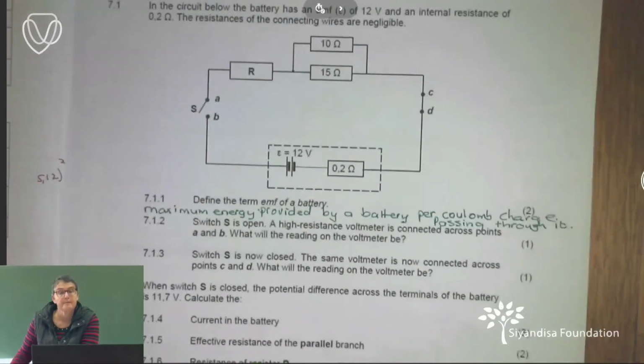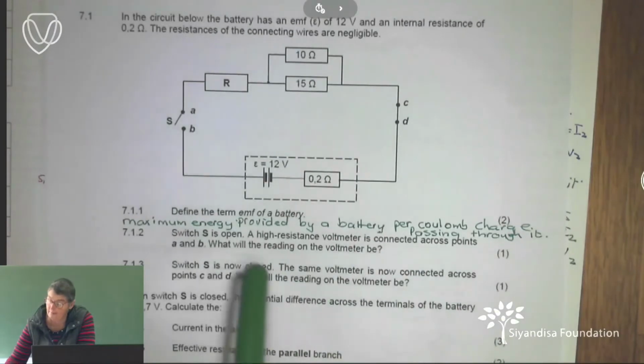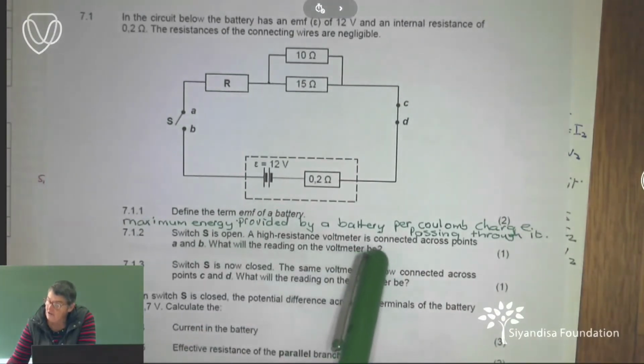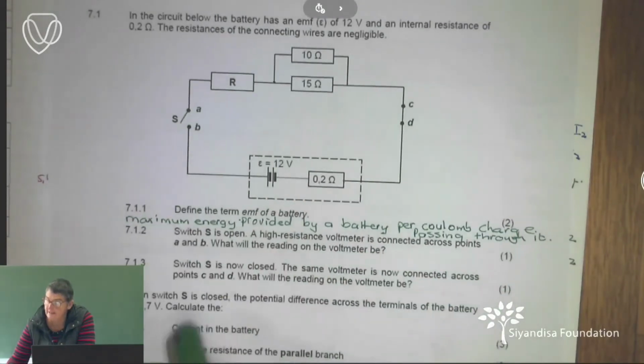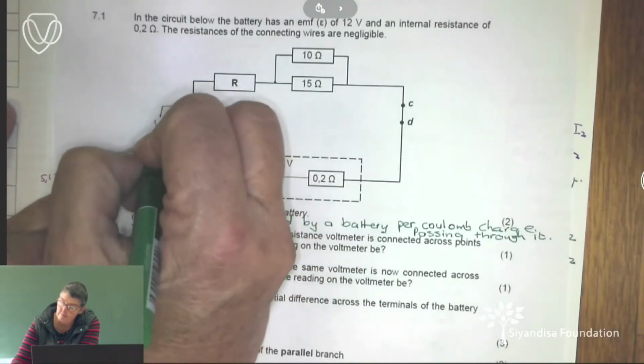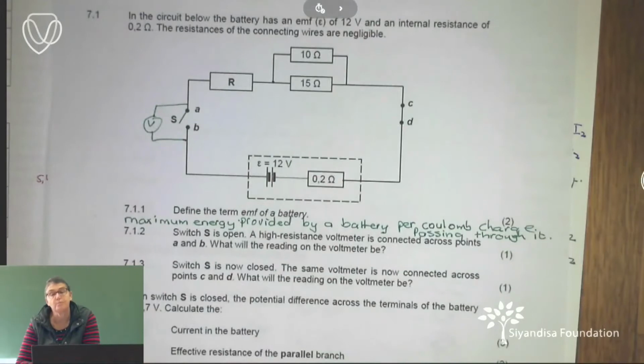Now the next thing, and this is quite important, and this is how they test if you know about EMF. Switch S is open, and a high resistance voltmeter is connected across the points A and B. So in other words, a voltmeter is connected over there. And they now want to know from me, what will that voltmeter reading be? And most of us are tempted to say it will be 0, because you say the circuit is open.